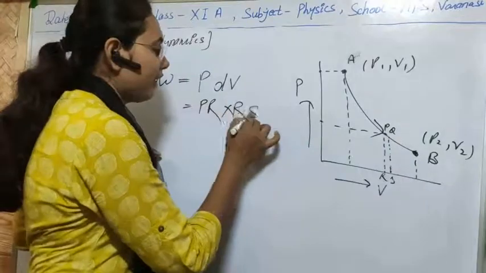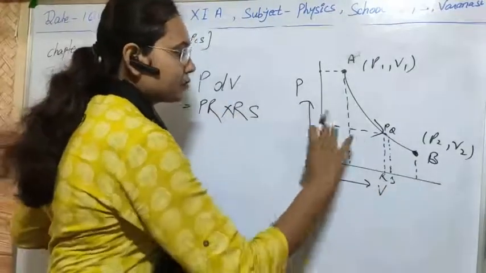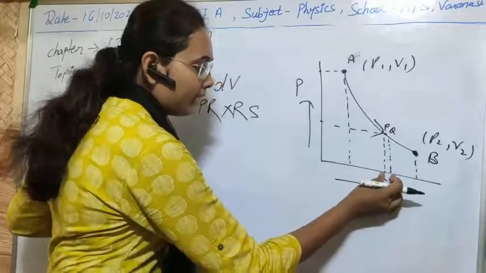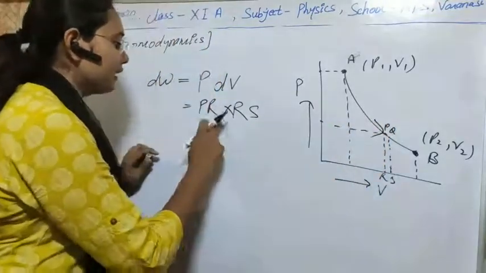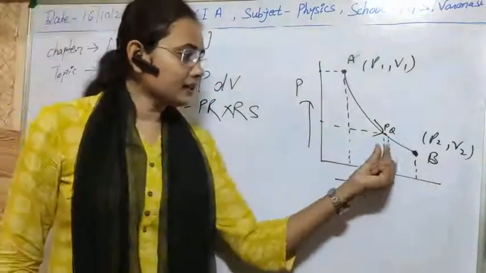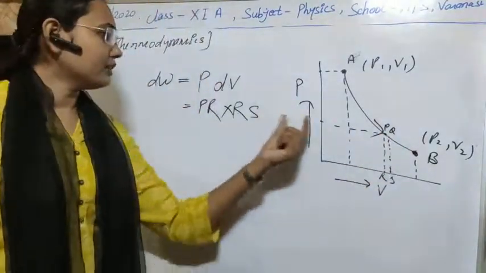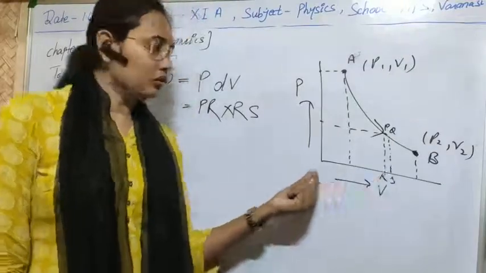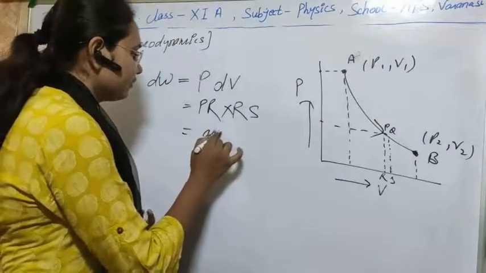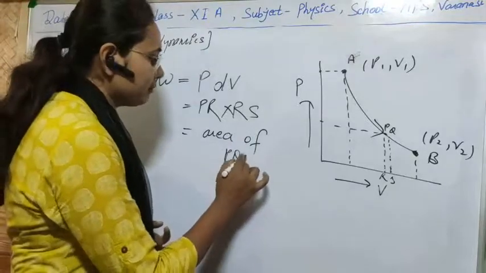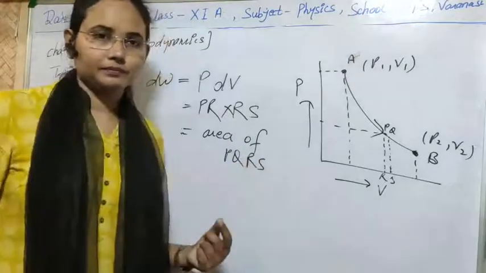That will be RS. This is the volume, this is the pressure diagram. So we can write that dV will be RS and pressure will be PR. As you are seeing, this is a rectangular strip, and this is the area of this rectangular strip. So we can write that this will be equal to the area of strip PQRS.